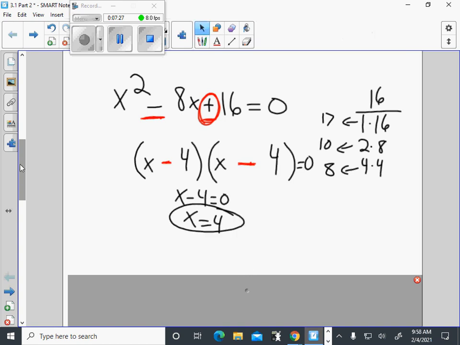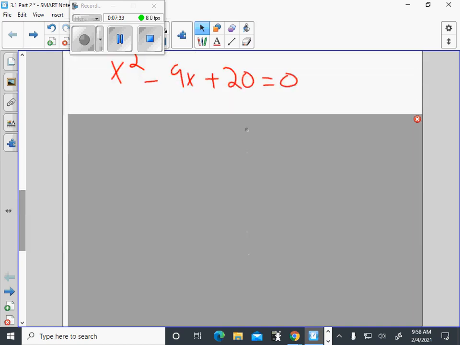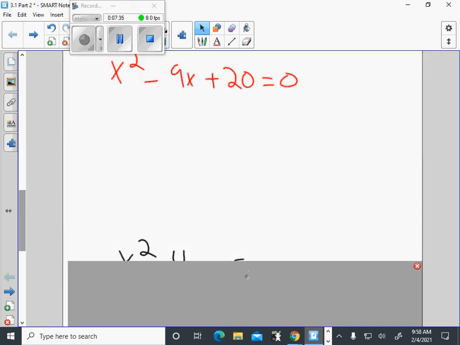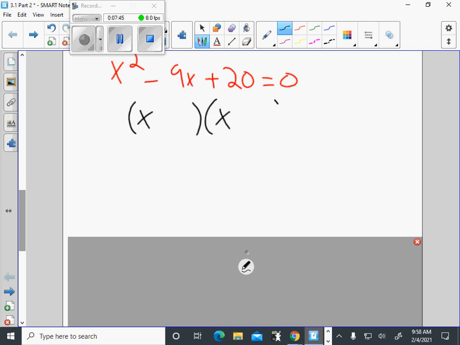How about this one? Okay, we're going to have x and x. There's a plus, right? So we're going to have the same symbol, and there's a minus, so it's going to be minus and minus.